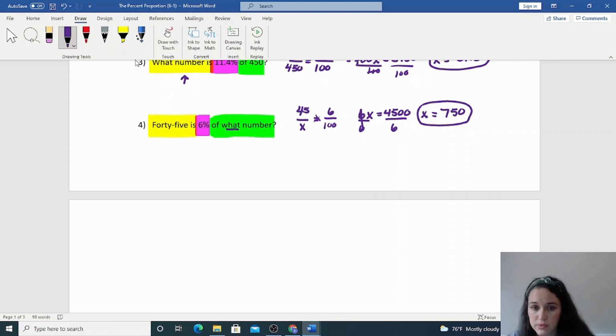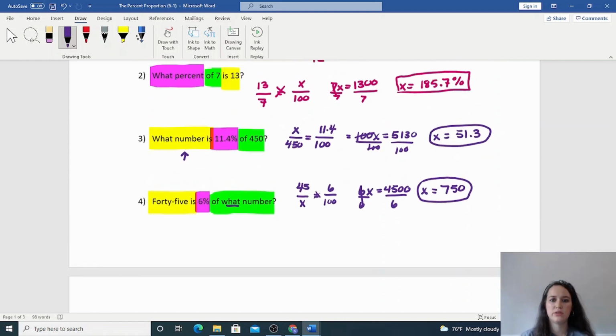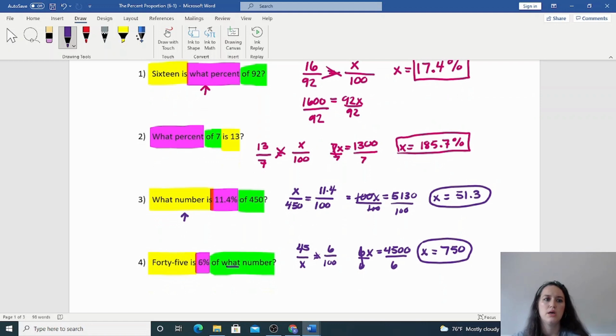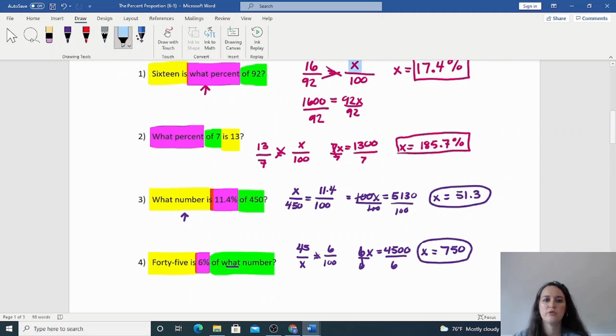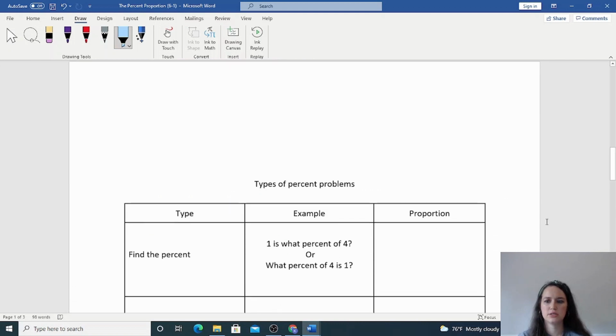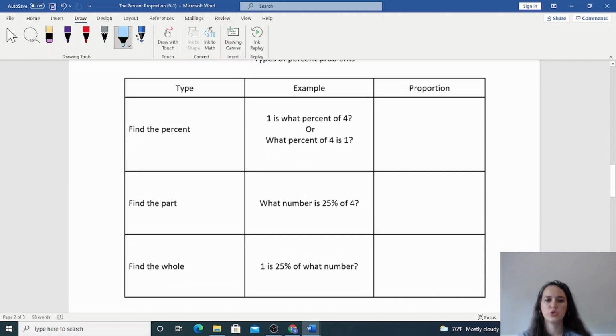Okay. All right, so what we've seen with these past 3 problems is I can have 3 possible unknowns. Let's go pale blue. All right, either the percentage is unknown, as it was in the first 2, or the part is unknown, as it was here in number 3, or the whole is unknown. So those are my 3 options, because the 100 is always known. I always know who that is. That's 100.